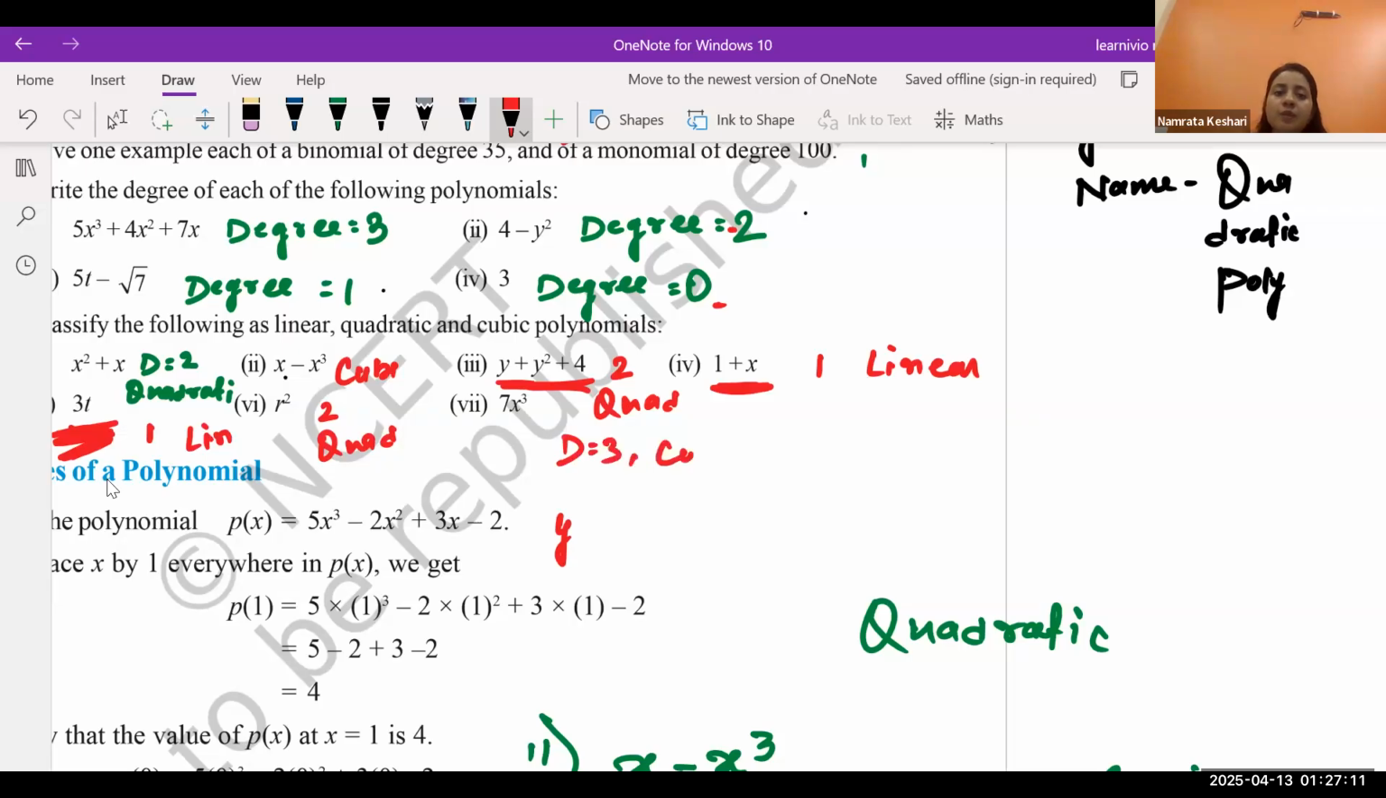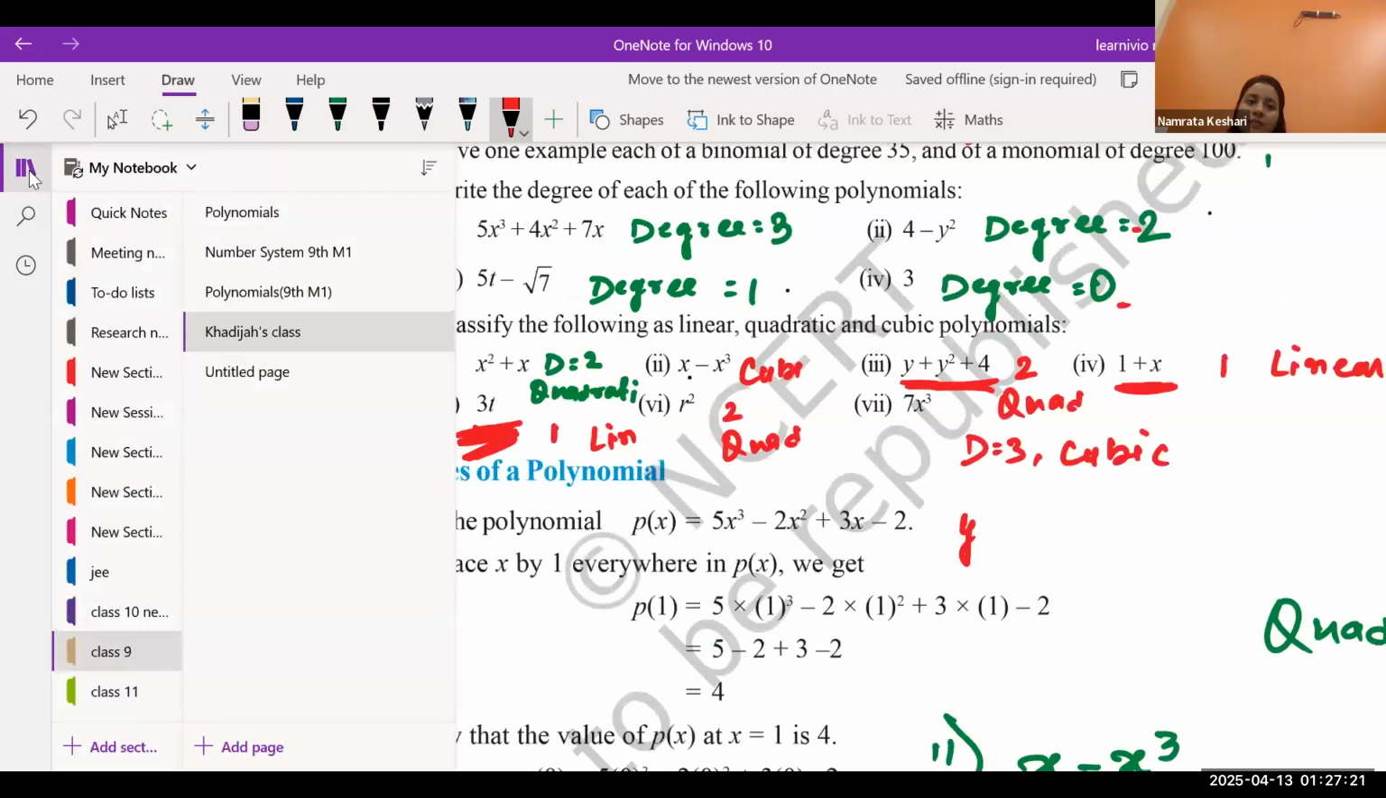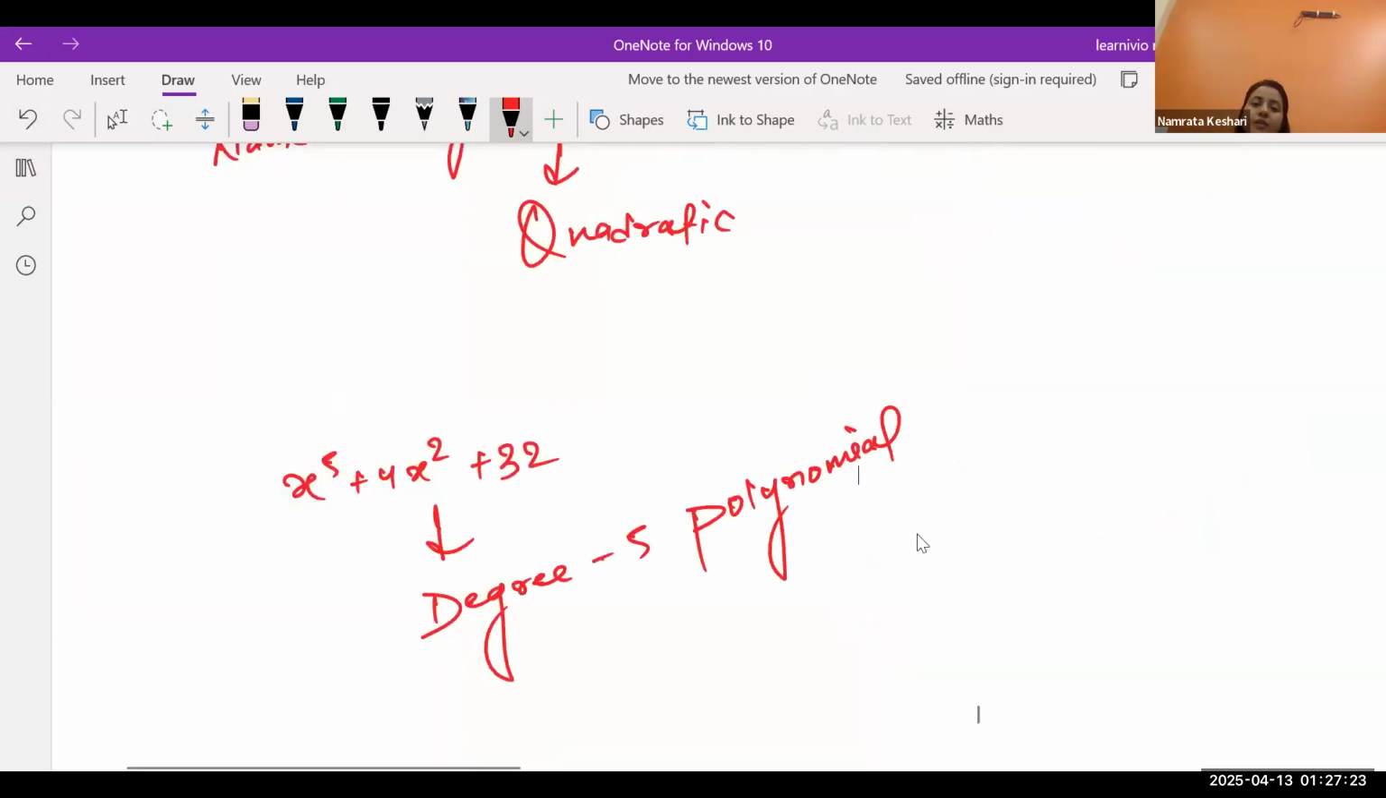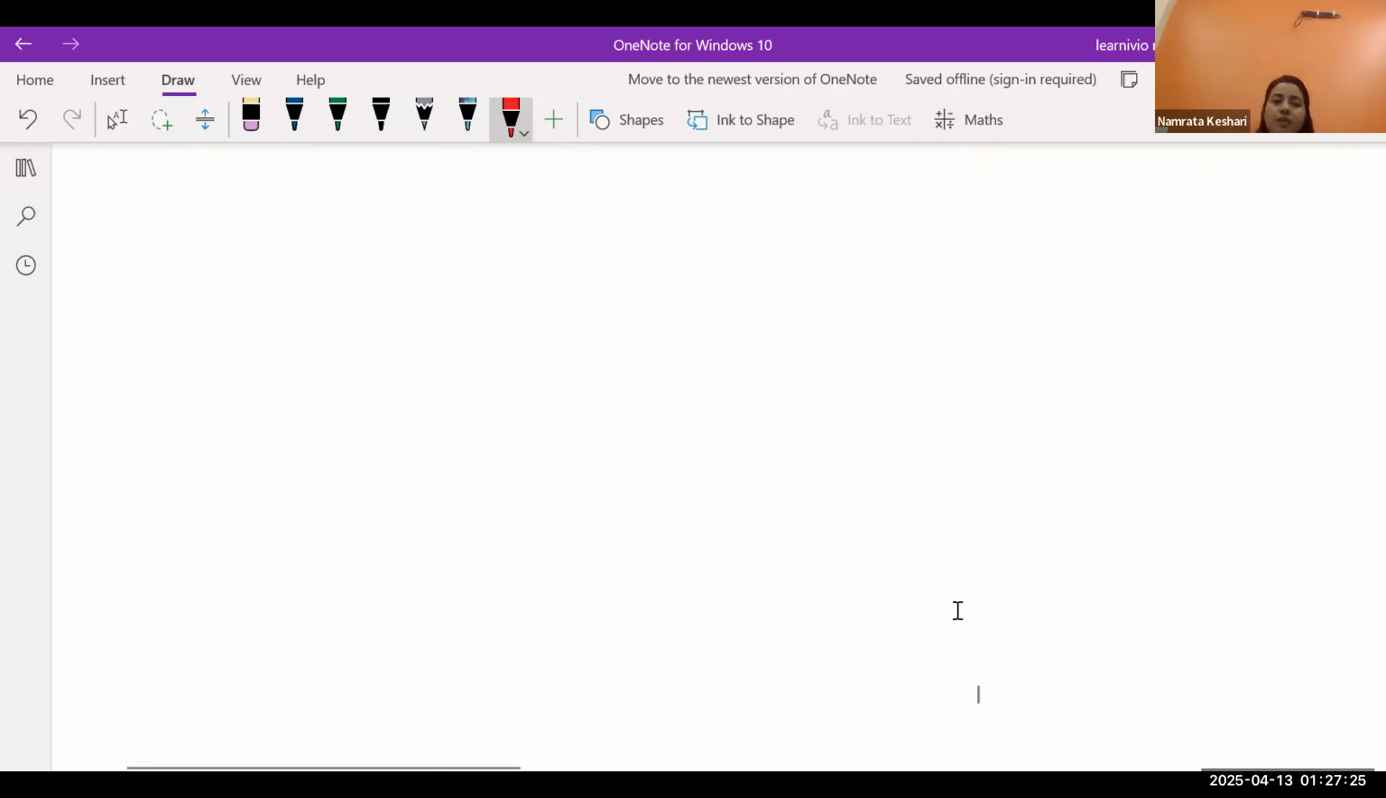Perfect. So far, any confusion? No, ma'am. Let's continue. Now the next part is a few basics about the polynomial. Then we will be moving on to the zeros of the polynomial.